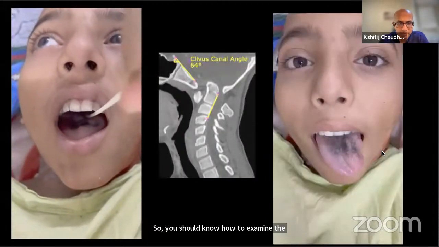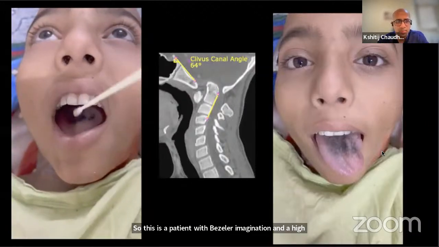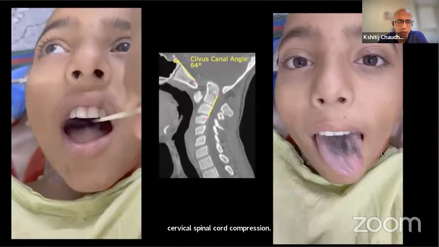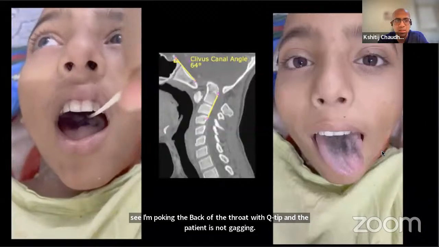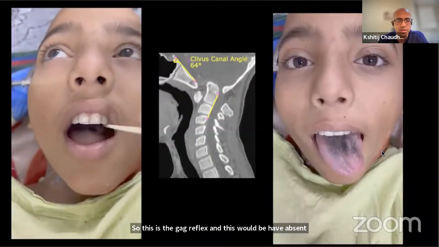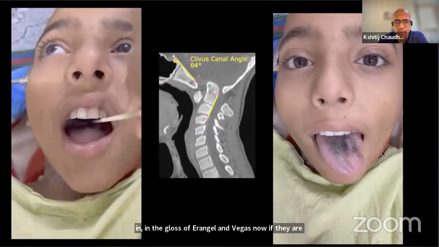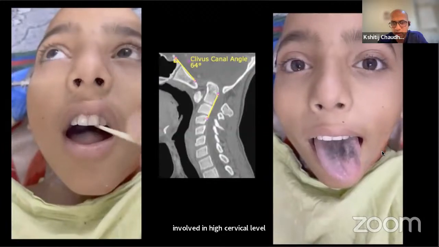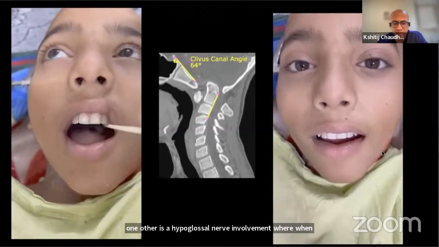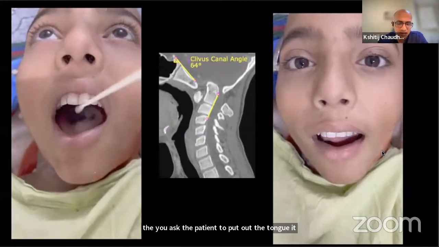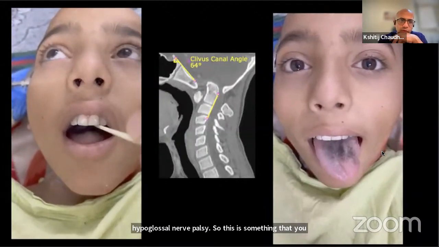So this is a patient with basilar invagination and high cervical spinal cord compression. You see, I'm poking the back of the throat with a Q-tip, and the patient is not gagging. So this is the gag reflex, and this would be absent in the glossopharyngeal and vagus nerve if they are involved in high cervical level lesions. And this other is a hypoglossal nerve involvement, where when you ask the patient to put out the tongue, it deviates to the side of the lesion. That's again a hypoglossal nerve palsy. So this is something that you should probably look for.